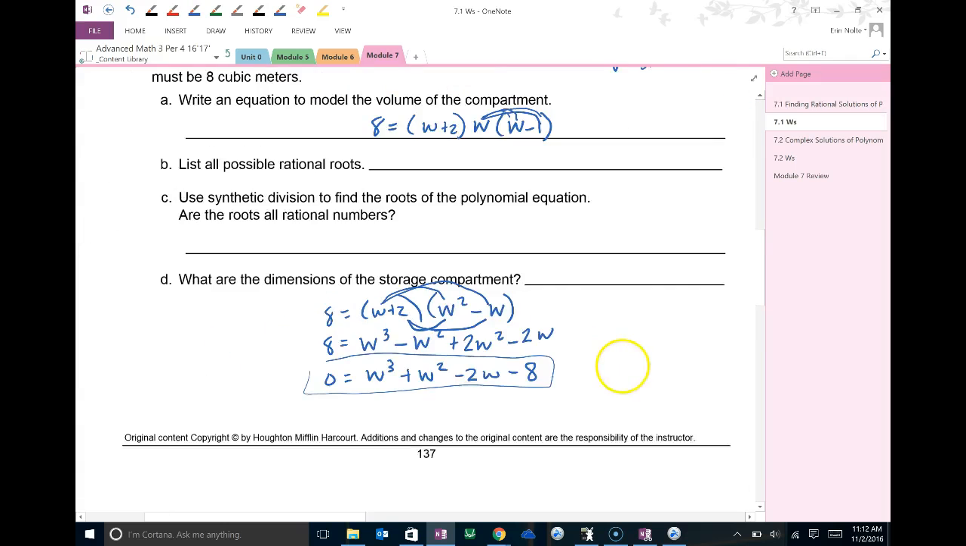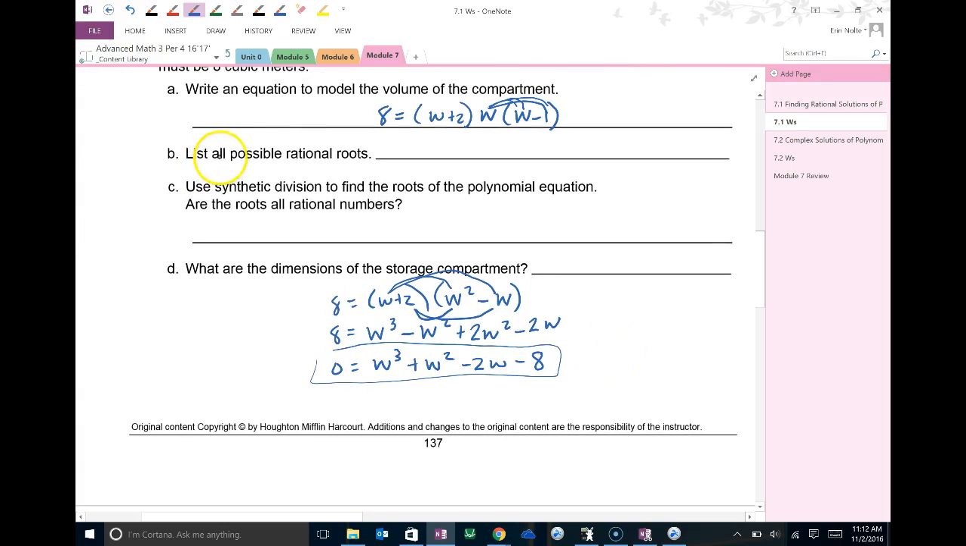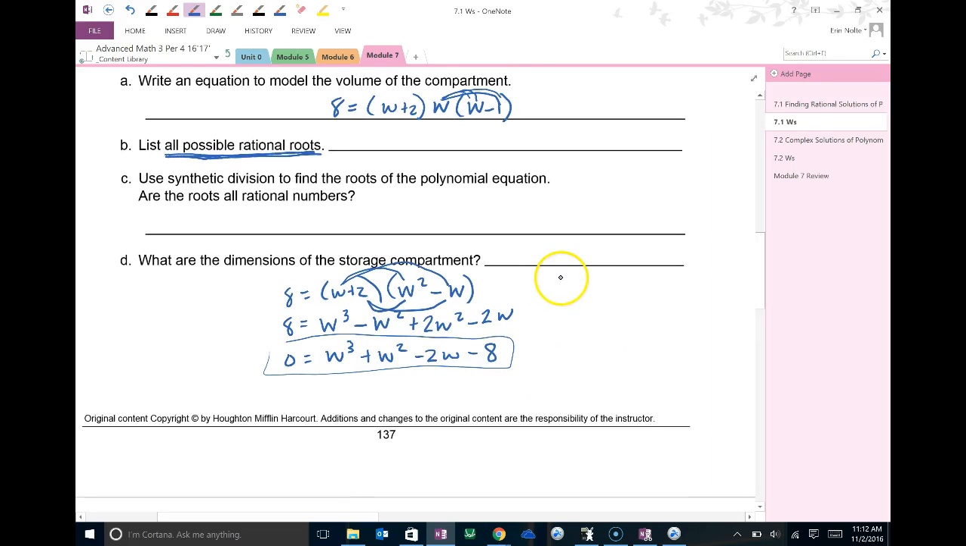Okay. B says list all possible rational roots. How do I list possible rational roots? What theorem do I have to use? The rational root theorem. Okay, so let's do B here.